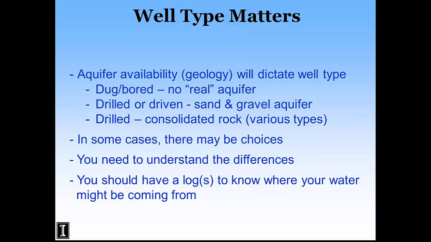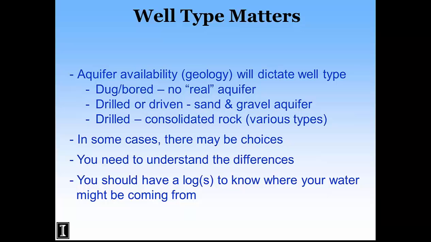Well type. So it depends on what kind of aquifer availability you have. That usually dictates what well type you have. So when you don't have a real aquifer, let's say there's no sand and gravel units in the unconsolidated materials above bedrock, and the bedrock itself either doesn't have potable water or there's some other reason why you can't use bedrock for your water supply, then kind of the fallback is to put in a dug or bored well if you have the right type of surface geology to do that. And so it's not a real aquifer.